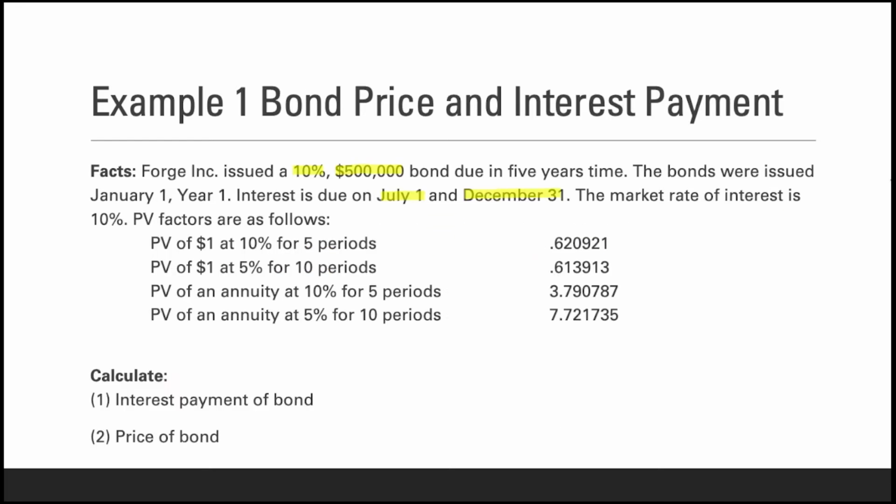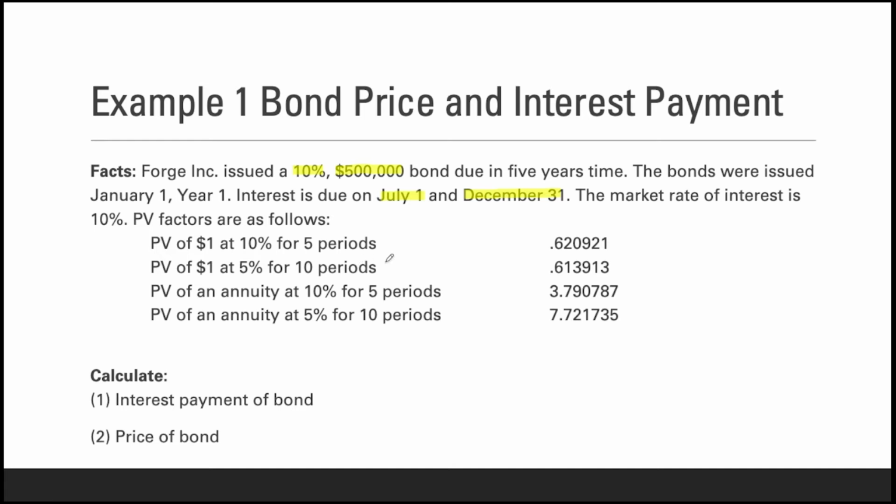Now in order to do this, we're going to be using these present value factors here. In order to find out the price of the bond, we basically want to take the face value of that bond and multiply it by its corresponding present value factor, as well as take the interest payment and multiply that by its corresponding present value factor as well. So in order to figure out which one to choose for the face value of the bond, $500,000, you're either going to choose the present value of $1 at 10% for 5 periods given here, or the present value of $1 at 5% for 10 periods.